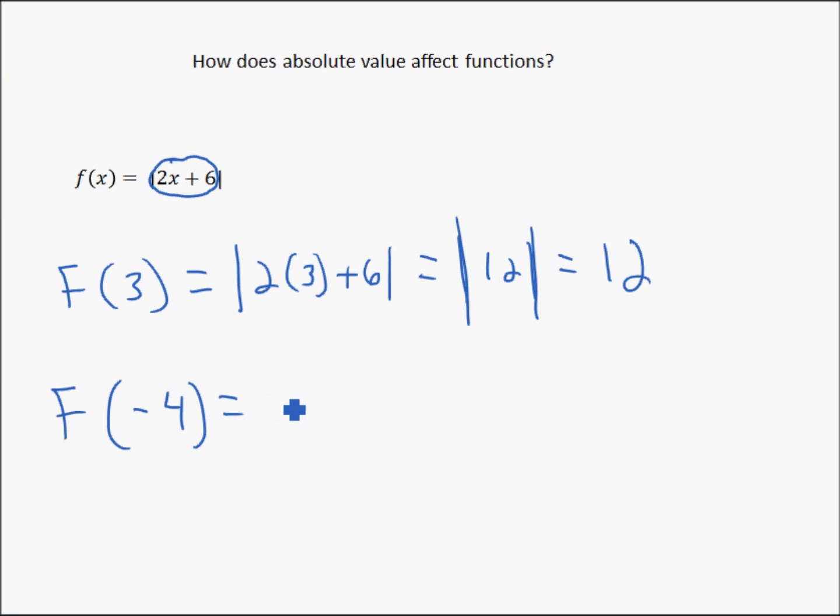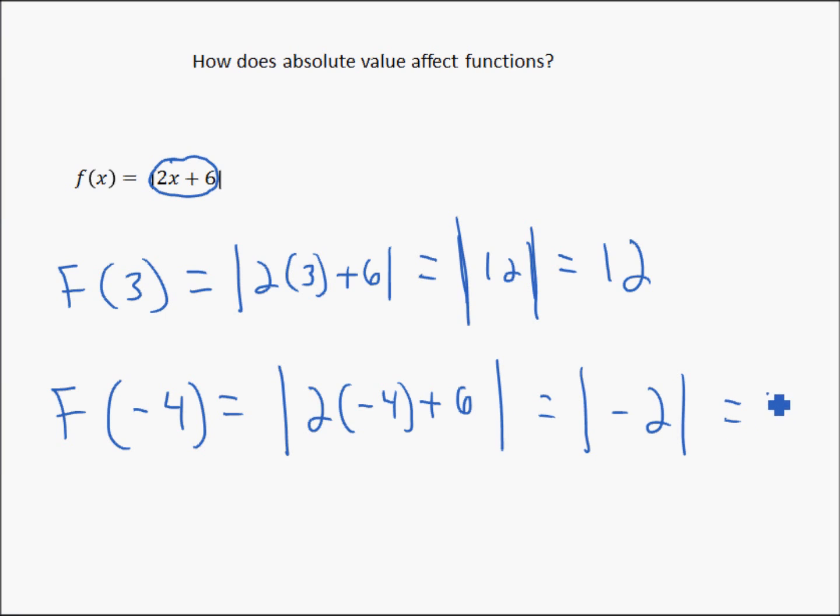However, f of negative 4, I'm just picking random numbers here, okay? If you plug in negative 4, you get the absolute value of 2 times negative 4 plus 6, which is negative 8 plus 6, which is the absolute value of negative 2, which is 2. So now f of x does not equal 2x plus 6, because 2x plus 6 at negative 4 is 2 times negative 4 plus 6, which is negative 2. Now f of x equals the opposite of 2x plus 6.